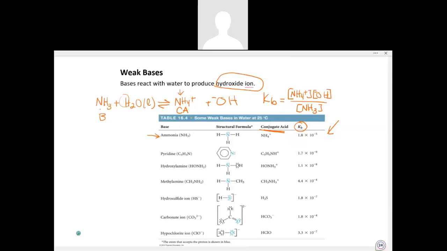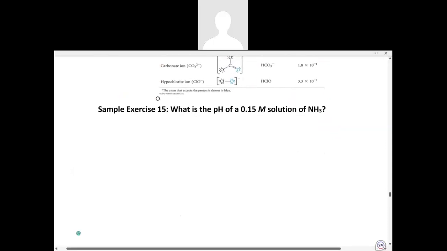So let's take a look at sample exercise 15. Let me move this down a little bit so we can see all the details of the question. Oh, actually, that is everything. So we're given sample exercise 15. We're asked, what's the pH of a 0.15 molar solution of ammonia? We have our table right above that will come in handy.